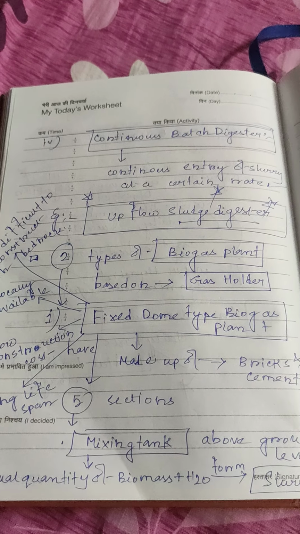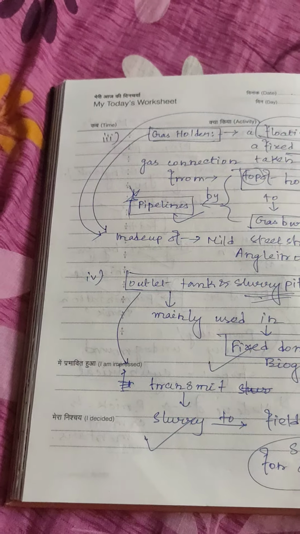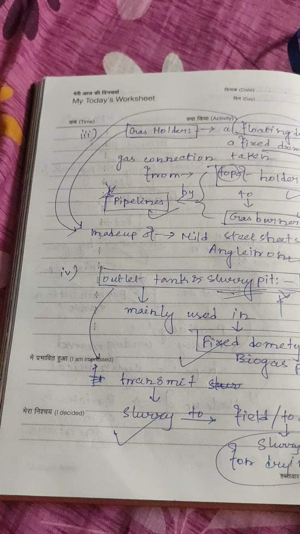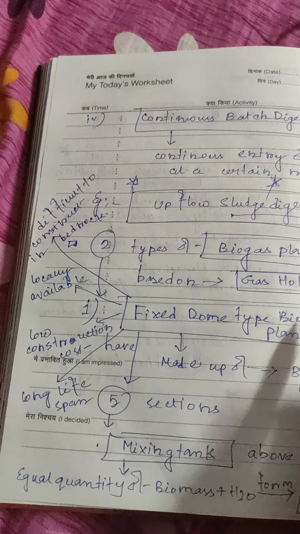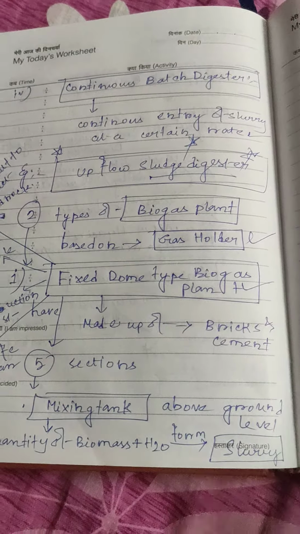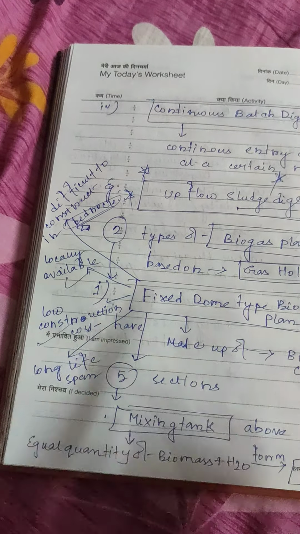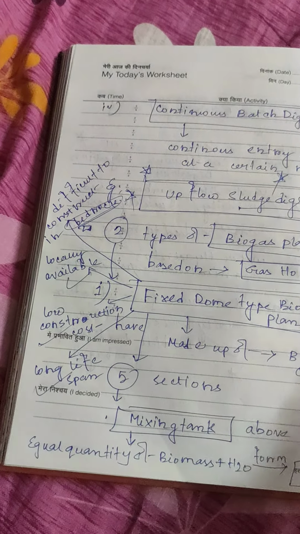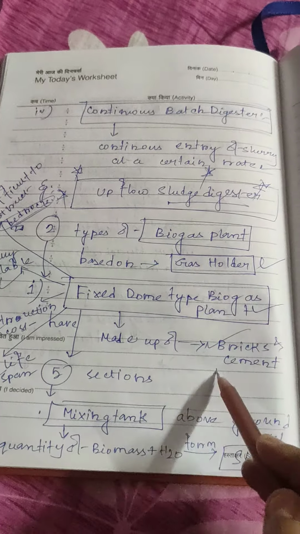Two types of biogas plant based on the gas holder. We have studied that the gas holder is the third component of a biogas plant. Based on the gas holder, first is the fixed dome type biogas plant. It is difficult to construct in bedrock. Material is locally available. It has low construction cost. It has a long lifespan. This fixed dome type biogas plant is made up of bricks and cement.